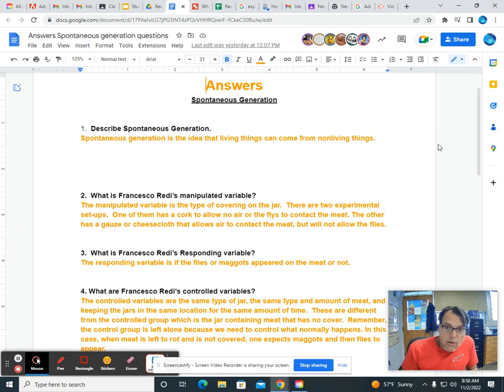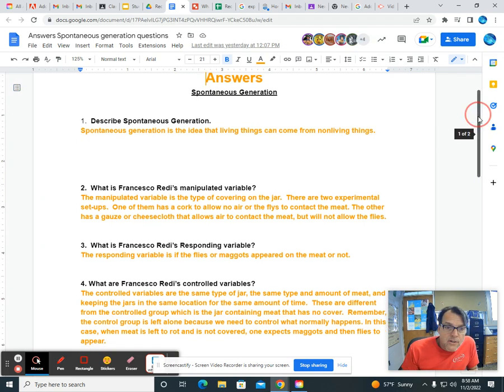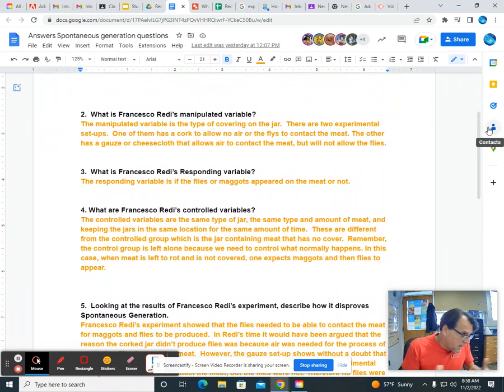So what did Francesco Redi do? So Francesco Redi, if you remember the picture, he had 3 jars set up, and he put a piece of meat in each of the jars. The common thought was that flies came from rotting meat. So if you let the meat sit in the jars and rot, flies would spontaneously arise from that rotting meat.